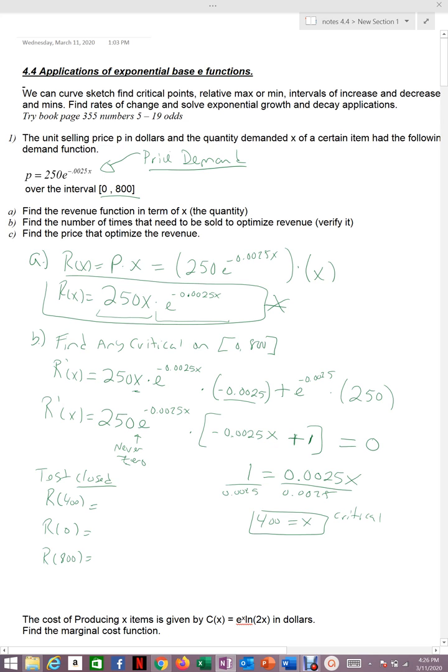Again, I'm only interested in the max. So when I plug 400 in, I get 36,787.94 and change. 0 just gives me out 0. And when I plug 800 in, I get $27,067.05 and change. Alright, so this is the biggest one. That's my max.